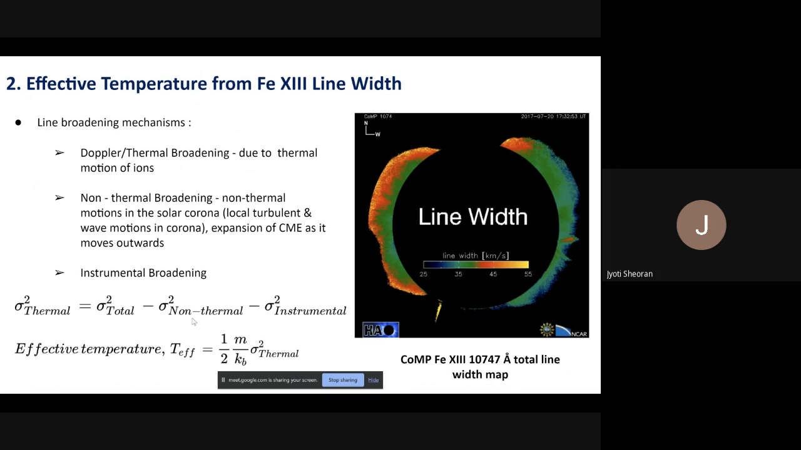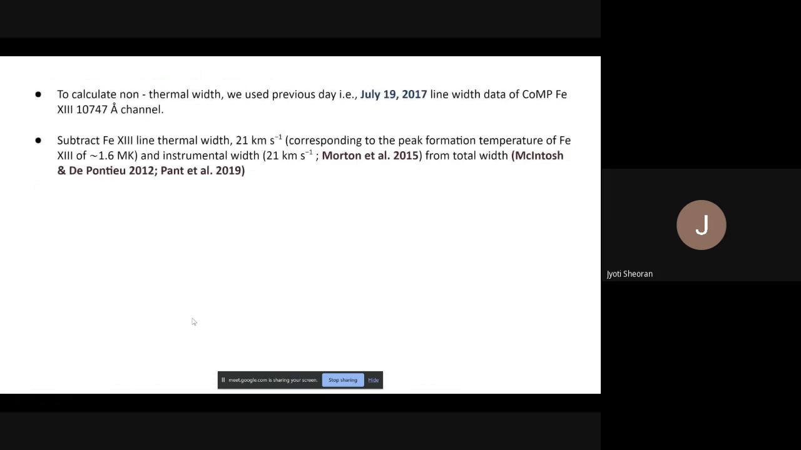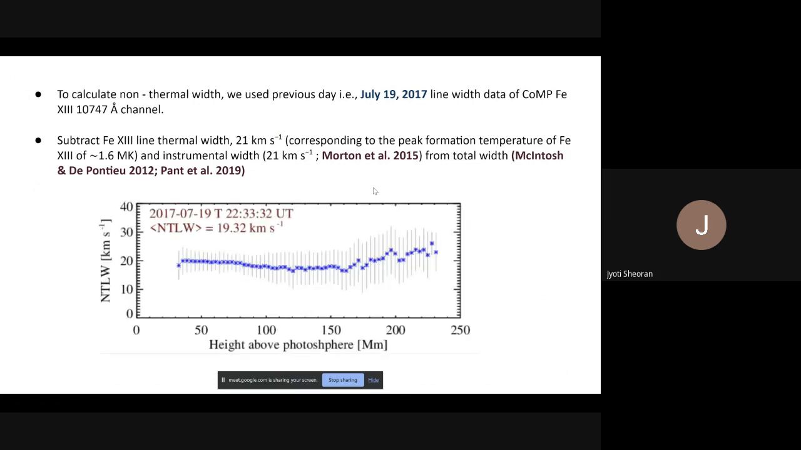So to obtain this non-thermal line width, we have used previous data of July 19, 2017, where there is no CME present in the CoMP field of view. And we have used the method used by McIntosh and DePontieu 2020 to calculate the non-thermal width, in which we subtract the iron 13 line thermal width corresponding to its peak formation temperature, and the instrumental width of CoMP, which is given by Norton et al. 2015, from the total line width. So what we found is that the non-thermal line width is not changing much with height. So we have used the average value of the non-thermal line width for our calculation.